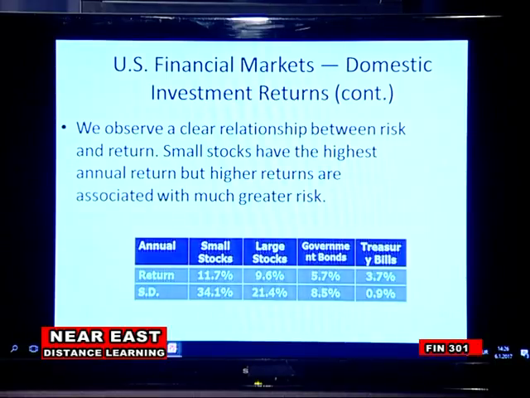That means with the small stock I will earn a high return, but there is high risk. While if I invest in treasury bills, there is limited return, but at the same time there is low risk, very low risk.